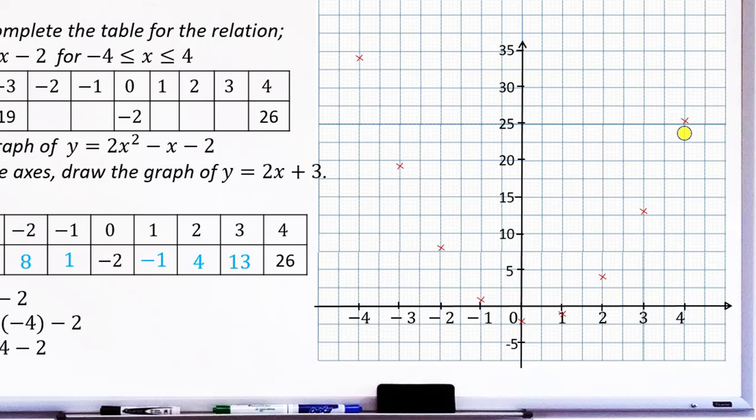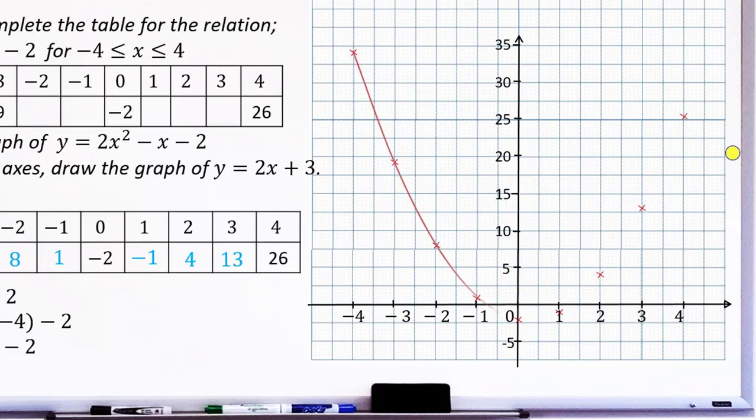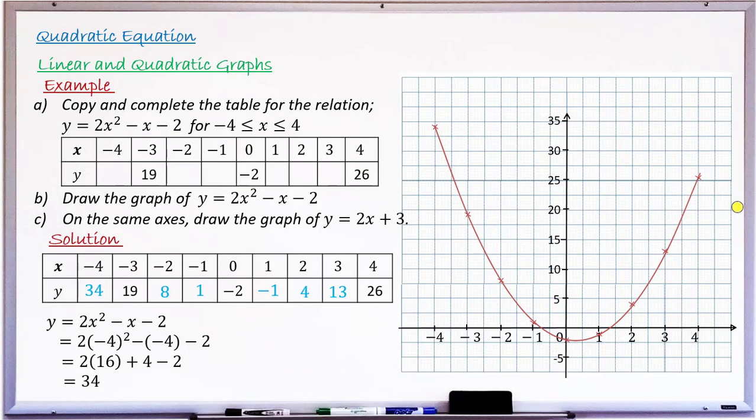To join this set of points, you use a broomstick, or you use your French curve, or you can use your free hand if you can draw it smoothly. Look at my drawing. Yes, I would like to have a perfect curve. The reason is, if you are to get answers from this very graph, your answers will then be accurate. So this is the drawing of the quadratic graph.